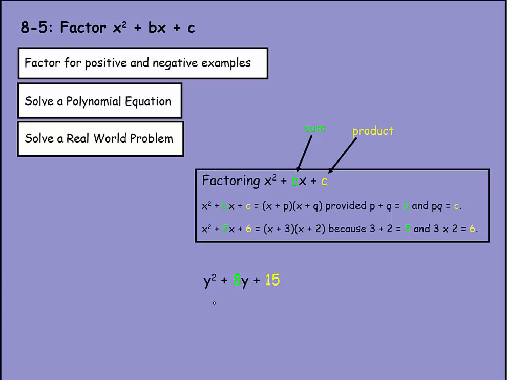Let's try a practice one ourselves. We have y squared plus 8y plus 15. So now I need to think of factors of 15 that when added together equal 8. Factors of 15 are 1, 3, 5, and 15. Well, I notice that 3 plus 5 equals 8, and then 3 times 5 is 15, so these would become my factors. I would have y plus 3, and then y plus 5. And that could be in any order.